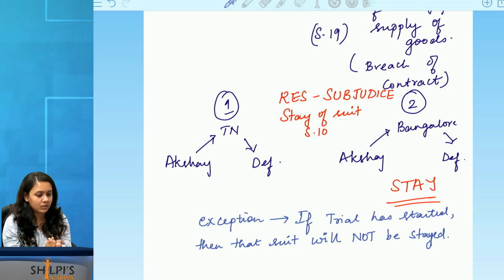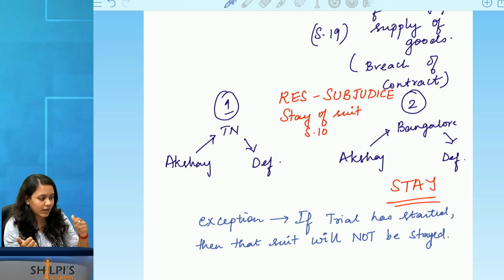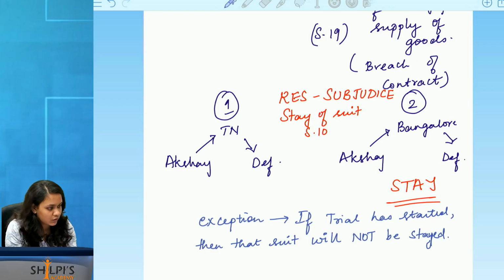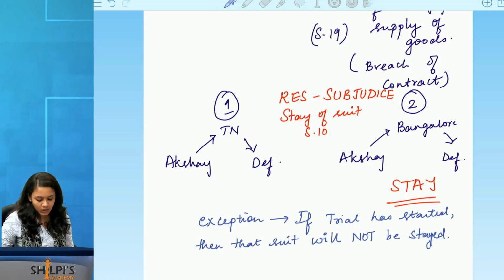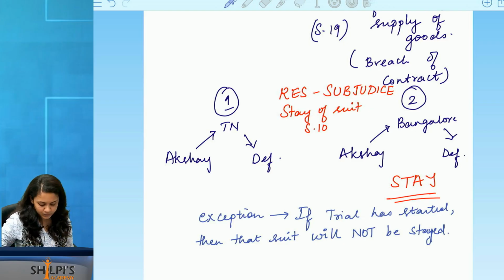So section 10, stay of suits, res sub judice. Where there is a former suit and a subsequent suit with the same cause of action, same parties to the suit, then the subsequent suit or the latter suit is stayed and the former suit is heard. Exception, if the trial has started, then you proceed with the trial of that suit itself and put a stay to the other suit. Have you understood the concept of res sub judice? Okay.